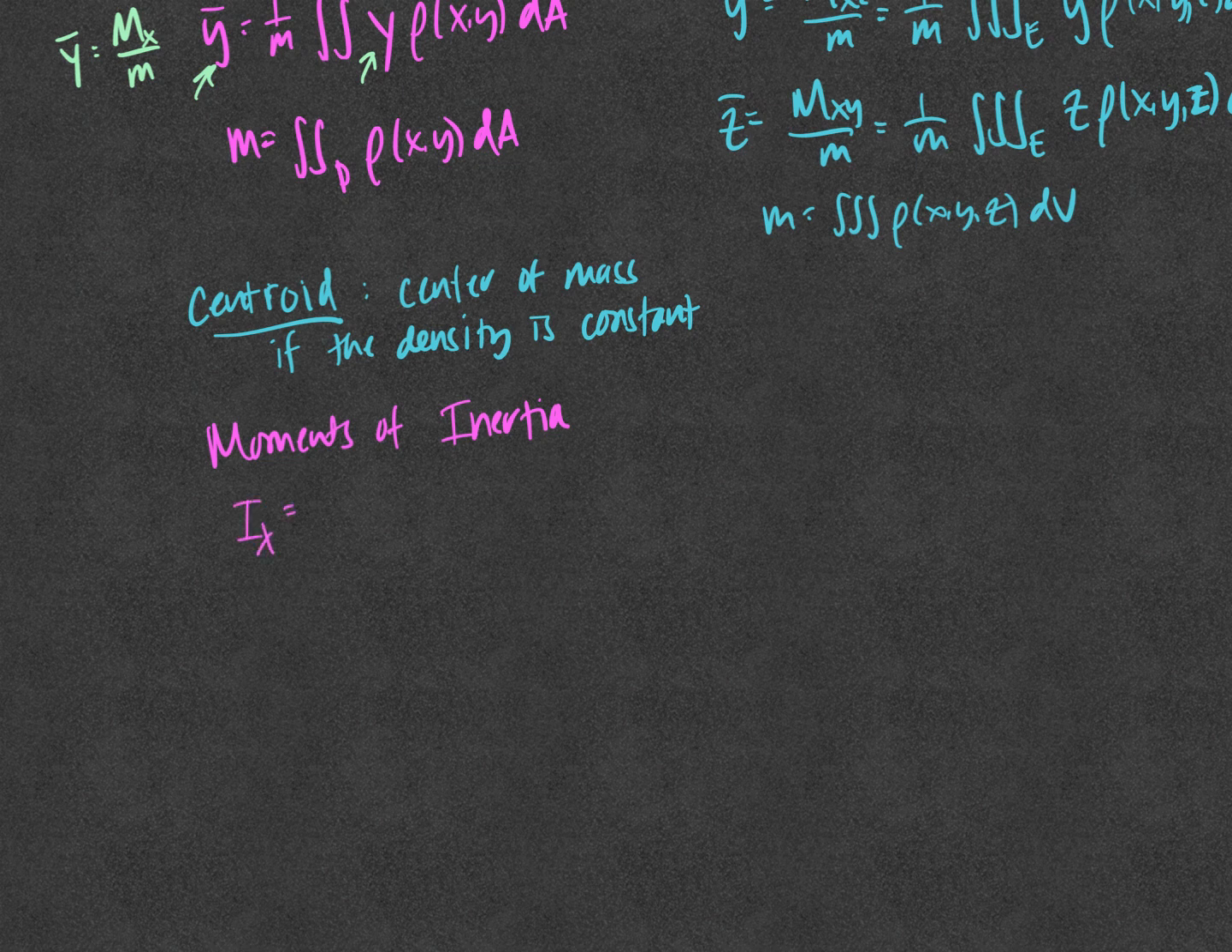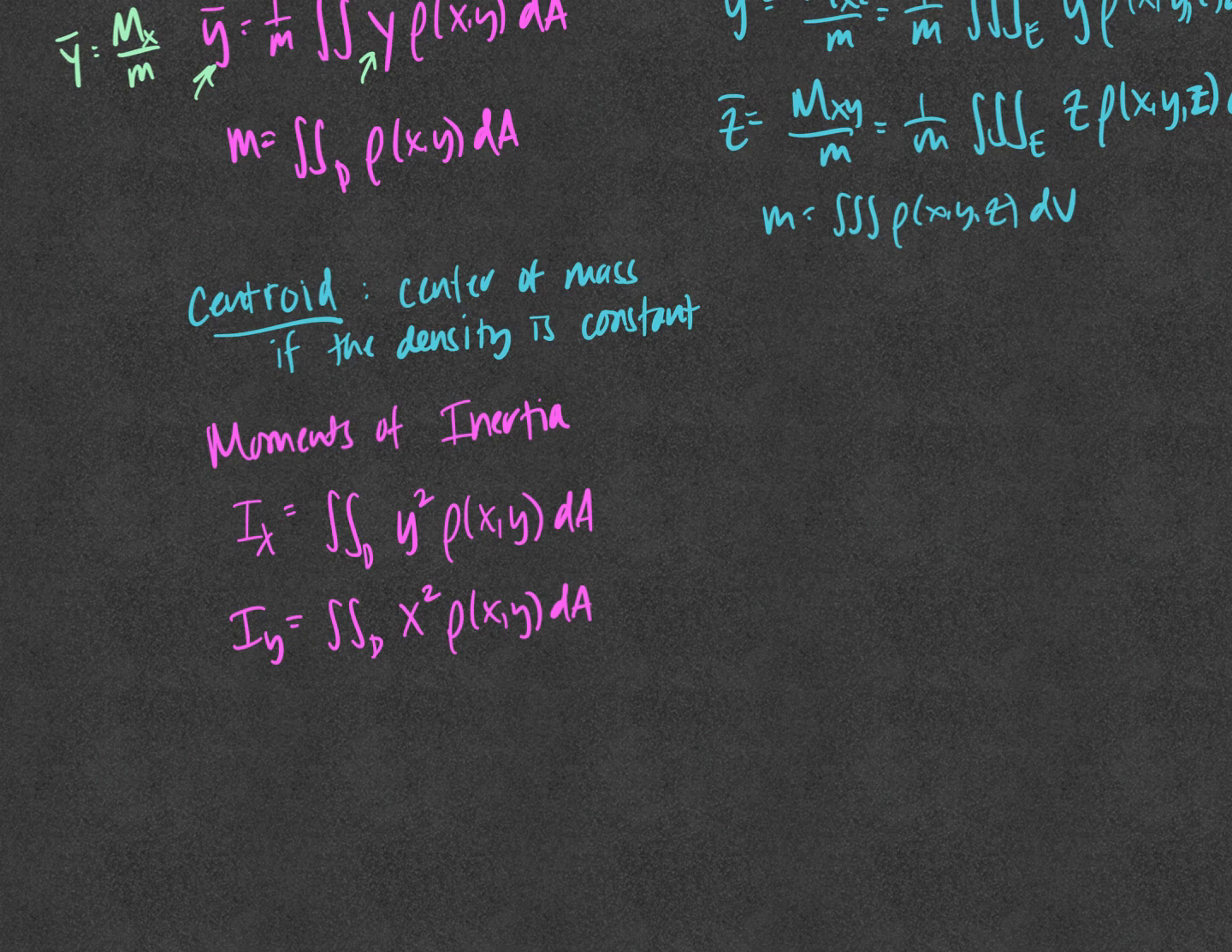The moment of inertia about the x-axis, I sub x, is the double integral over D of y squared times rho of xy with respect to the area. The moment of inertia about the y-axis is the double integral over the region of x squared times rho of xy with respect to the area. And the moment of inertia about the origin is equal to the sum of those two moments of inertia.